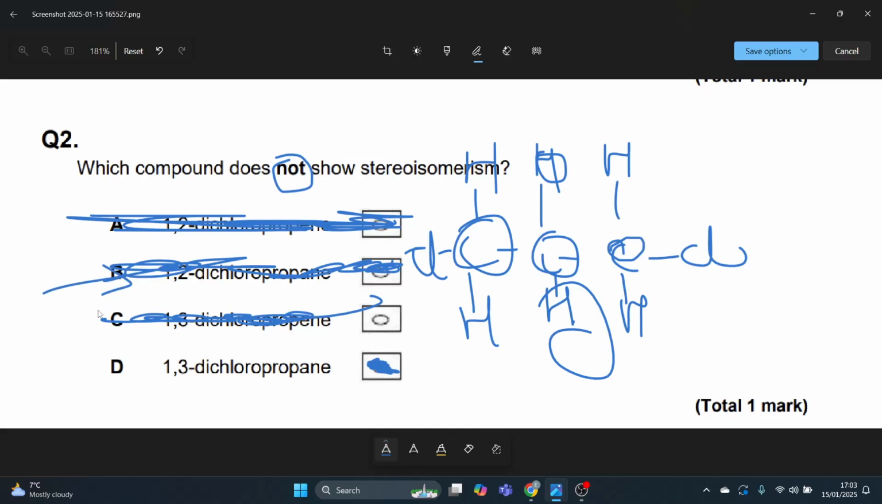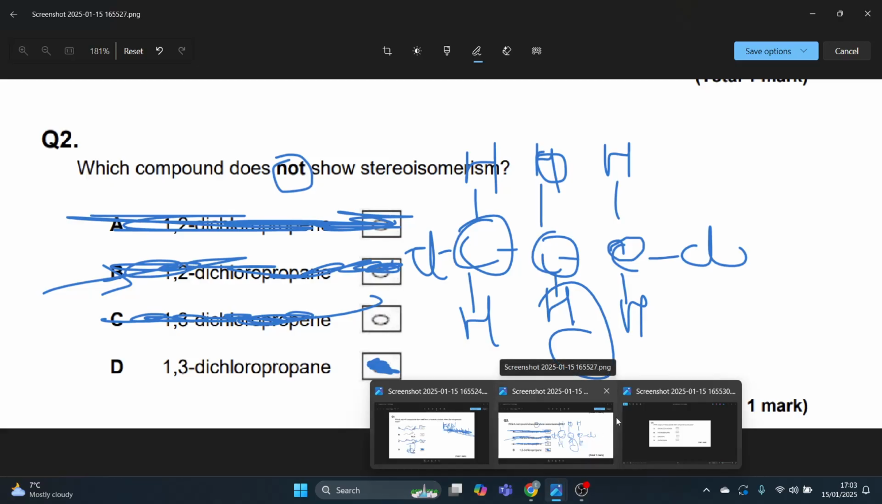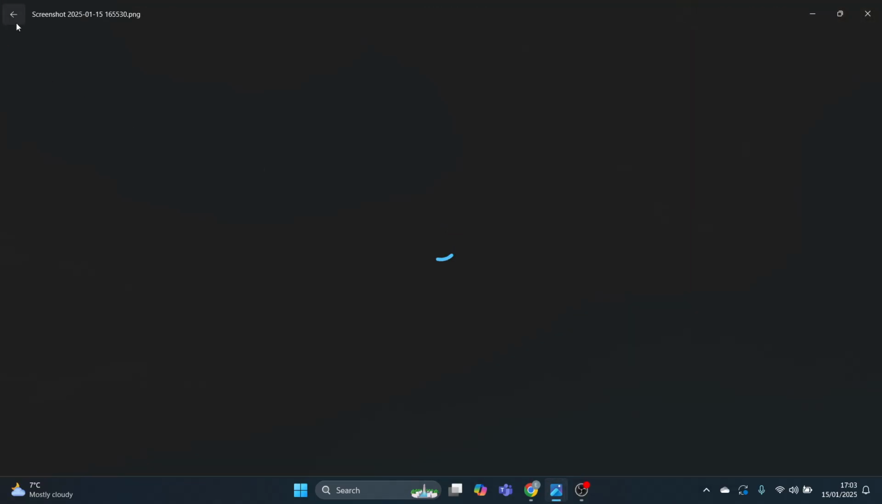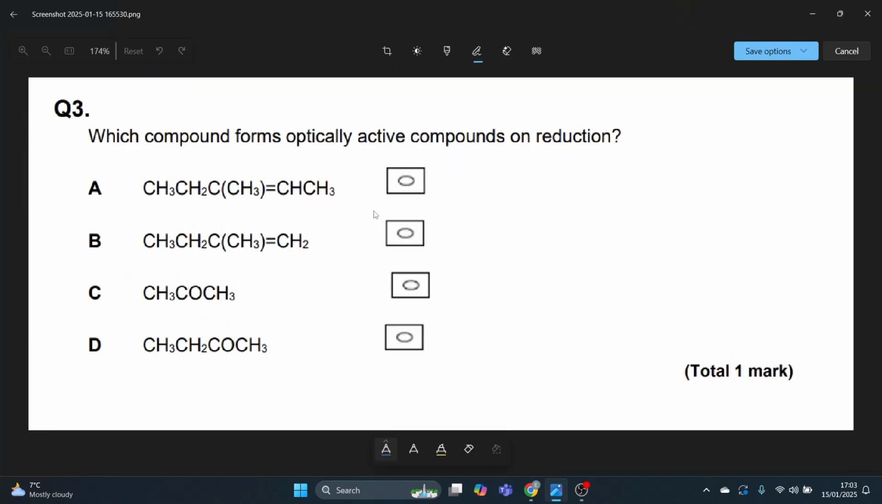Whereas with 1,2-dichloropropane, yes, it's an alkane. However, because it had a chiral carbon, it still showed stereoisomerism. But in this case, no chiral carbon. It's also an alkane. No stereoisomerism. Question 3: which compound forms optically active compounds on reduction?